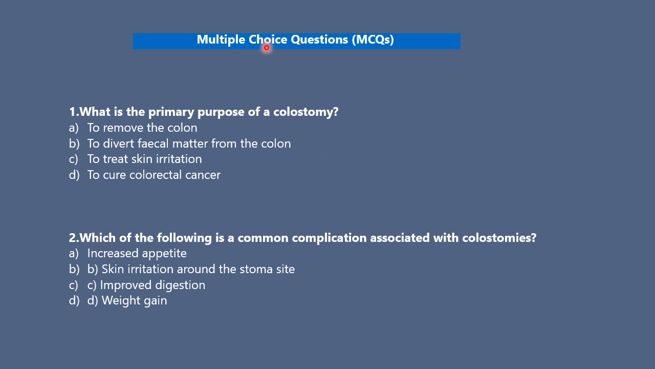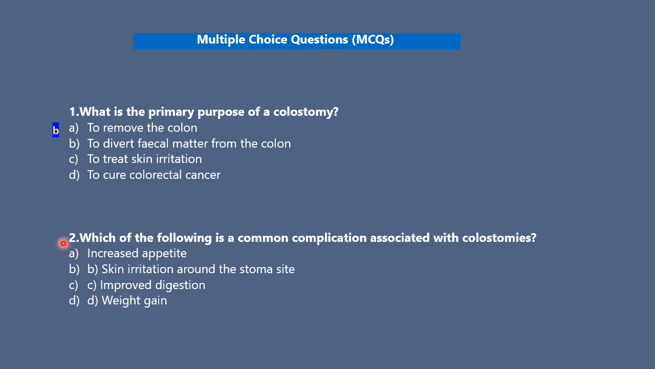Now we go to some multiple choice questions. Question number 1. What is the primary purpose of a colostomy? A, to remove the colon; B, to divert fecal matter from the colon; C, to treat skin irritation; D, to cure colorectal cancer. So the right answer is B, to divert fecal matter from the colon to the outside.